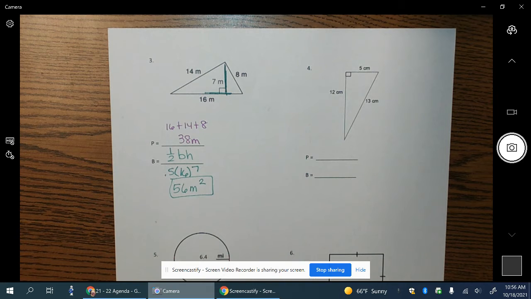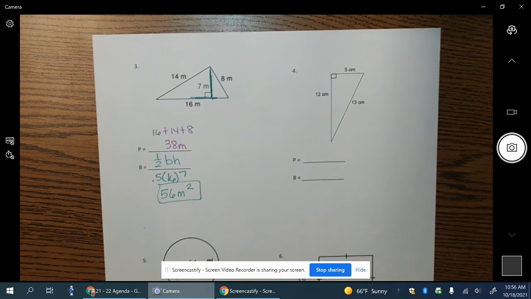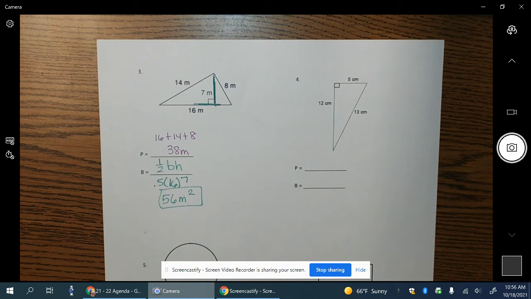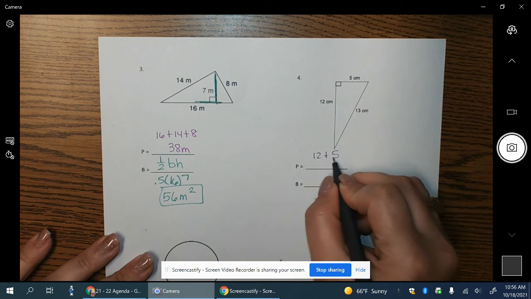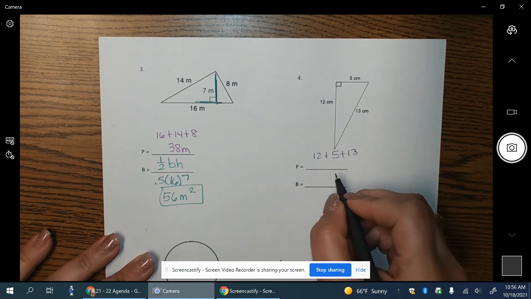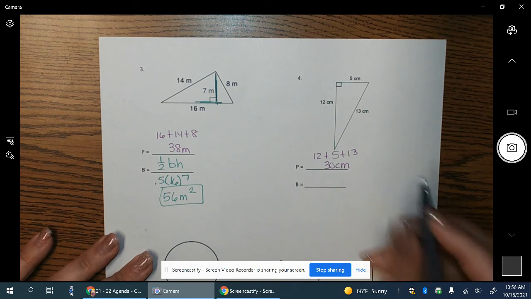All right. Now this is a right triangle. For this right triangle, what's the hypotenuse? 13. Good. Okay, for perimeter, what do I do? Add all the sides. 12 plus 5 plus 13 is 30 centimeters.